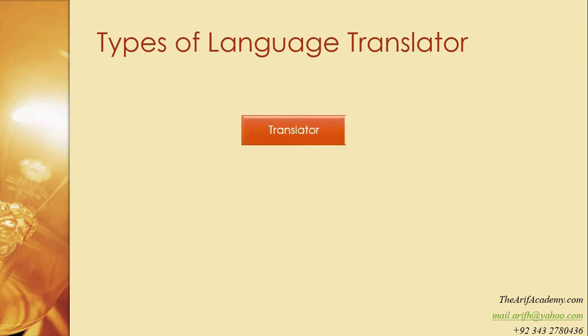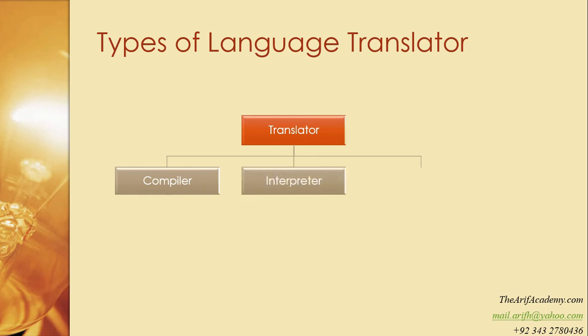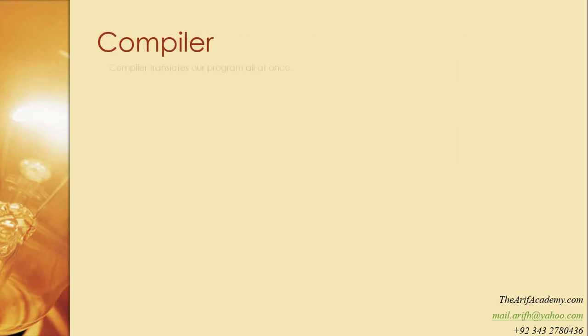Well, we have three different types of language translators. We have a compiler, then we have an interpreter and an assembler. But in this video, we are only going to discuss the compiler. So what is a compiler? A compiler is a kind of translator that translates all our program at once. It means if we have written a code of 1000 lines, then it translates all 1000 lines of code at once. Just because it translates all the program at once, the execution time is really very fast.